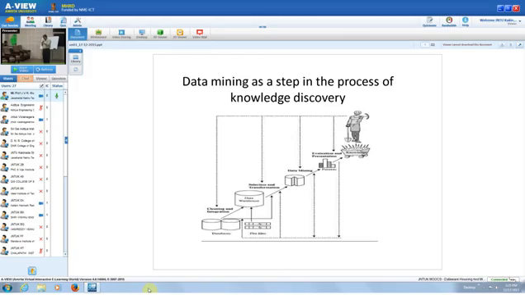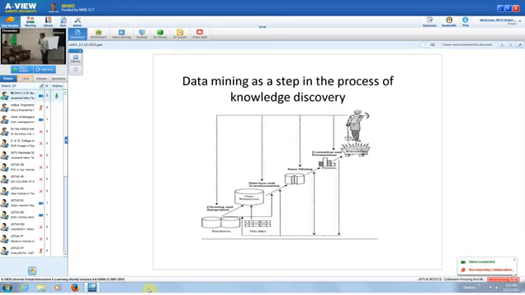A flat file means it is a simple file. Suppose you have implemented your system in Oracle, let us suppose. I am maintaining your employee information.